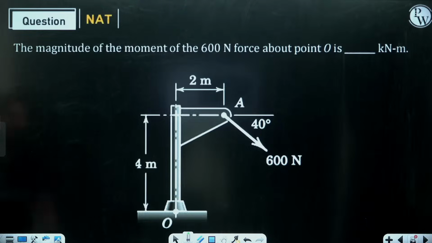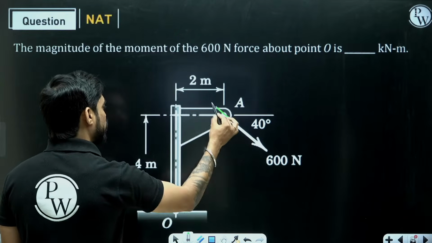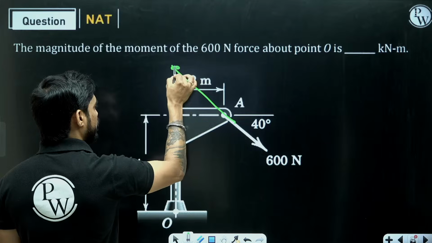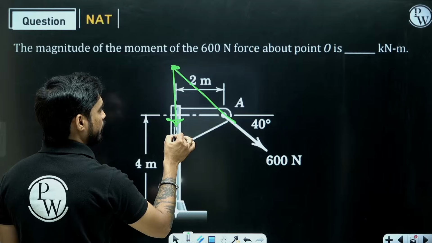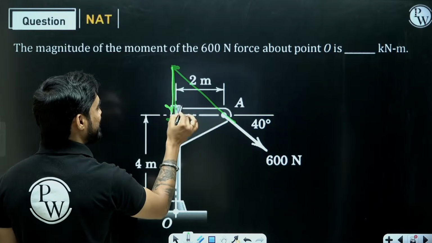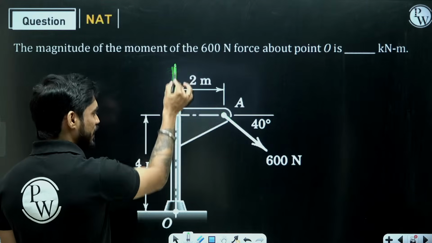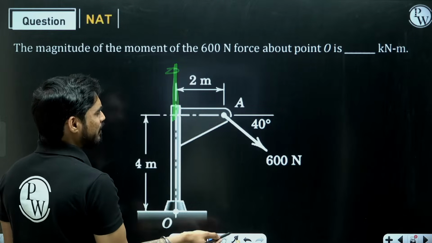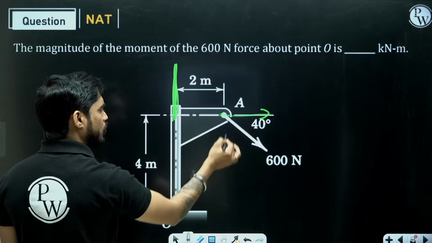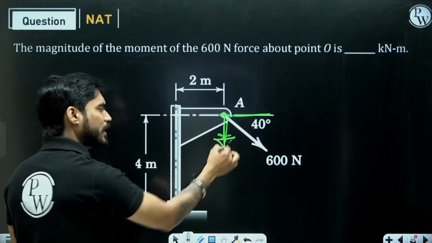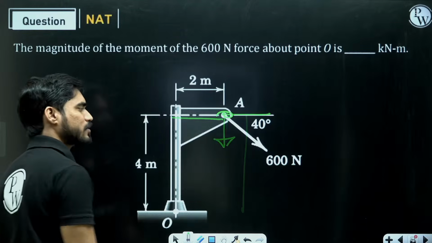Now here beta, don't try to use principle of transmissibility, because if we move the force here, we will get only one component, but we will then have to calculate this distance. Although it is easy to calculate, why bother doing that? Just calculate the moment at this point only. You have this distance as well as this distance, so resolve the force here only.